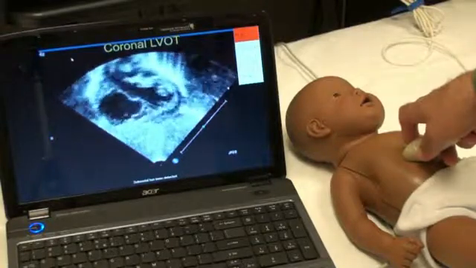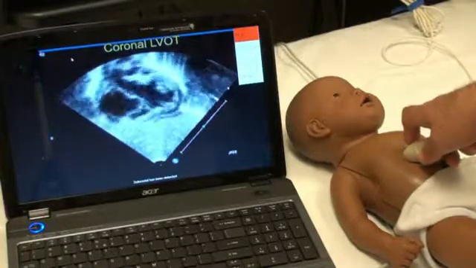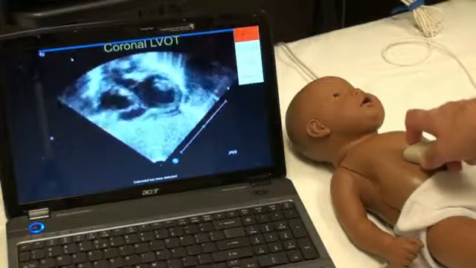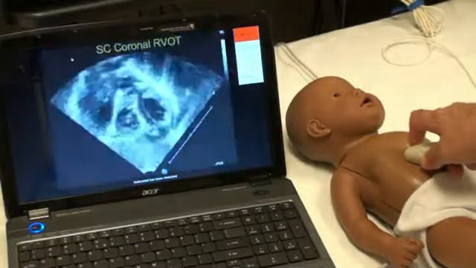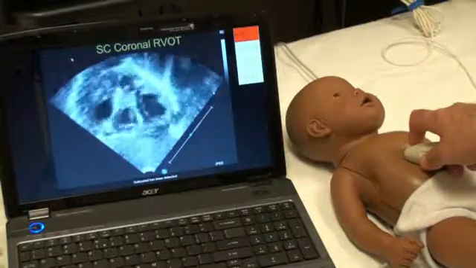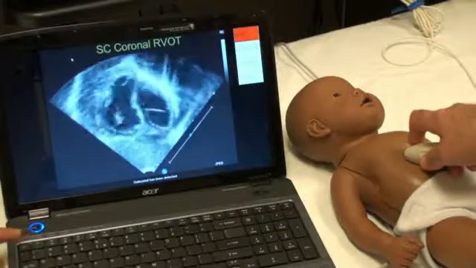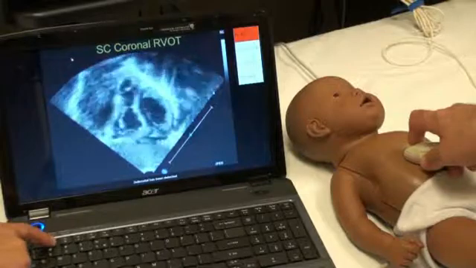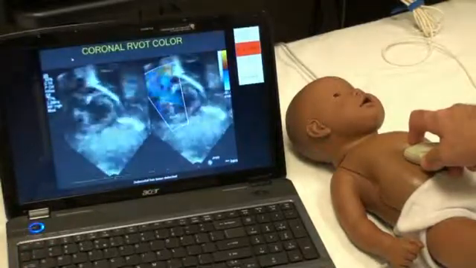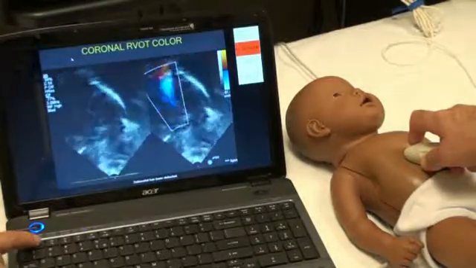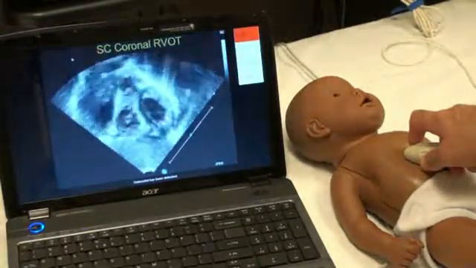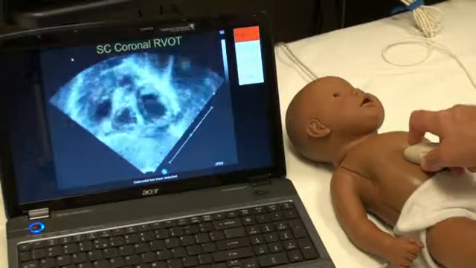And we tilt more anteriorly at this point. We're going to bring in the RV outflow tract and the pulmonic valve coming out of the right ventricle. And color flow shows that, plus PDA. Note the false tendon in the left ventricle.